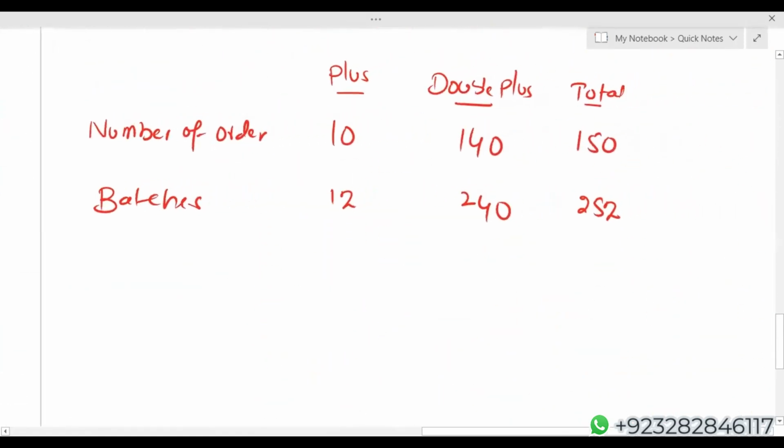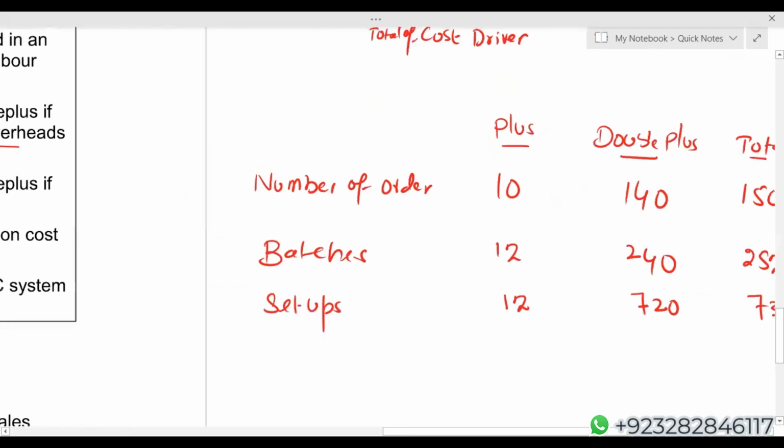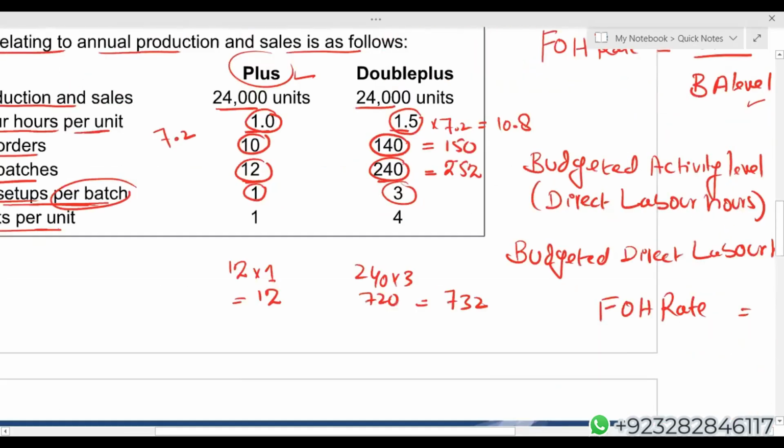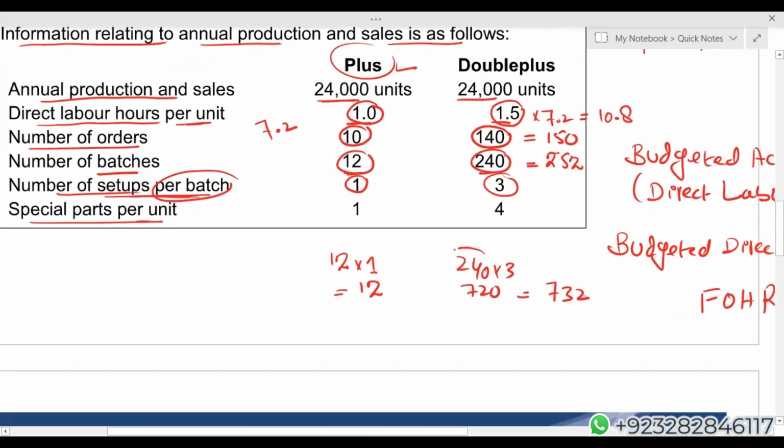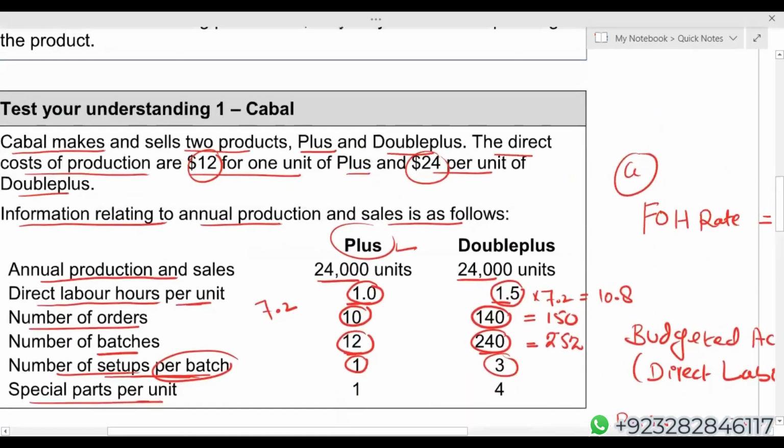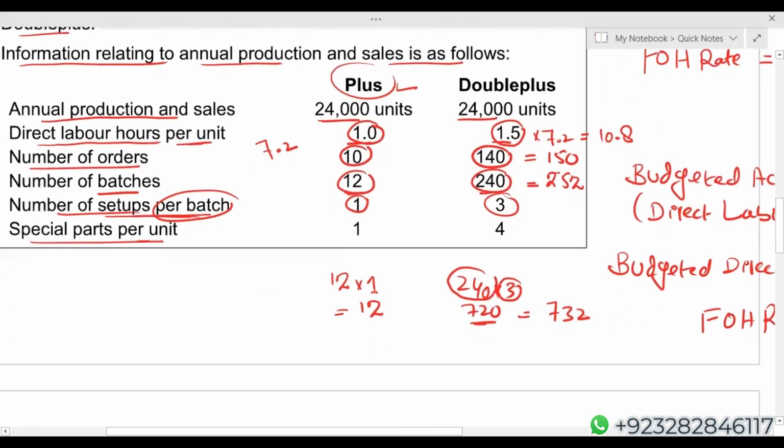So let's come here. Setups: 12, 720. I've just discussed the calculation with you. The total is 732. You can see that here again: the number of batches in double plus is 240, each batch needs 3 setups, so the total is 720. We are done with the setups as well.